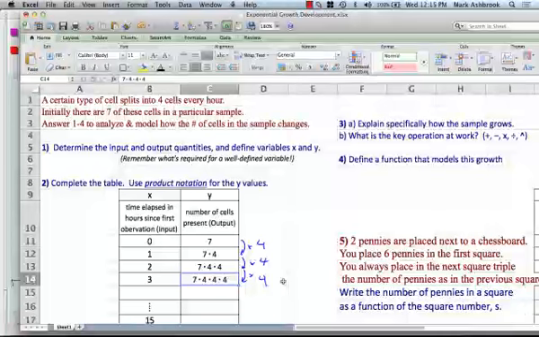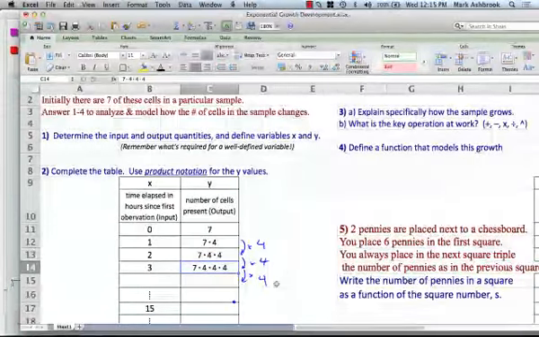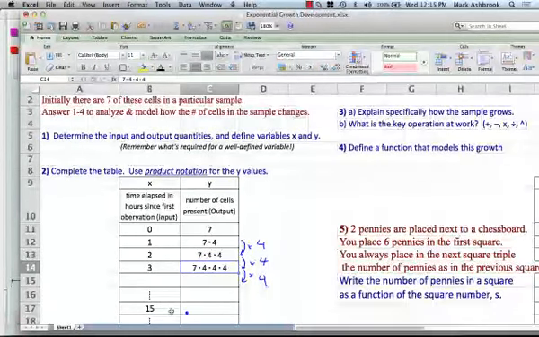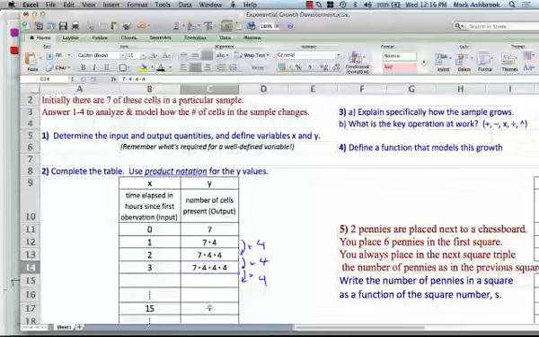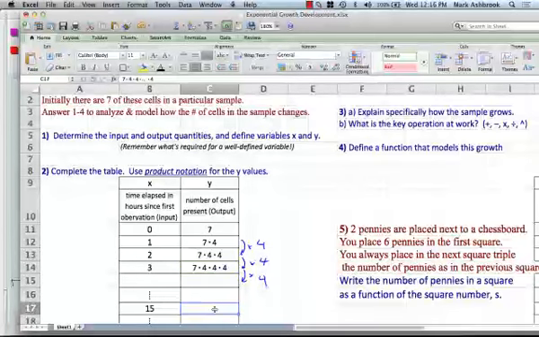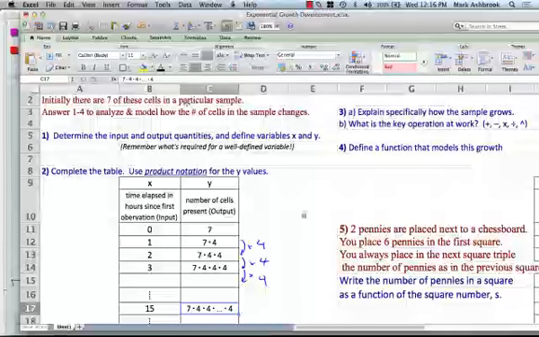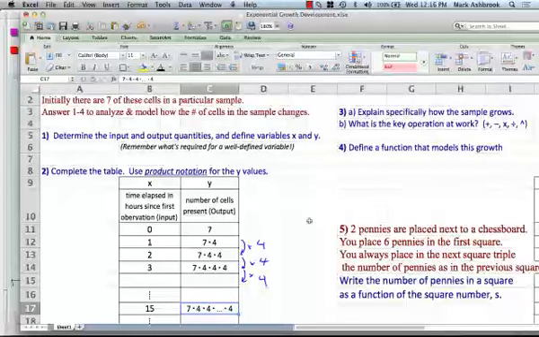Okay, so how do I use product notation? Now I want to do product notation to get the number of cells after 15 hours. No exponents. Product notation. He said 7 times 4 times 4, 15 times. Okay, right. So how do we express that in product notation? We have to do this, but then we have to specify what?